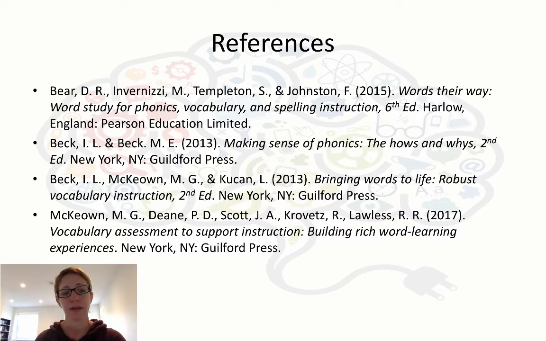And then McKeown and her colleagues recently published the vocabulary assessment text, and this extends the work of Bringing Words to Life for teachers to consider how to be responsive in their teaching, so that as you're teaching vocabulary, you've selected the words, you've been very thoughtful about how to teach them, and then what do you do in that moment to understand whether or not the children are grasping the concept of those terms.